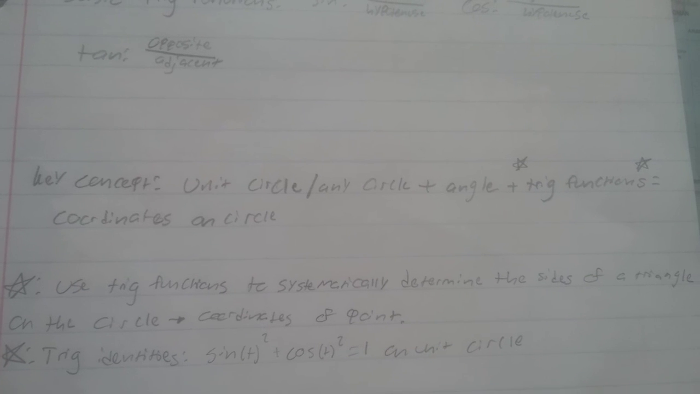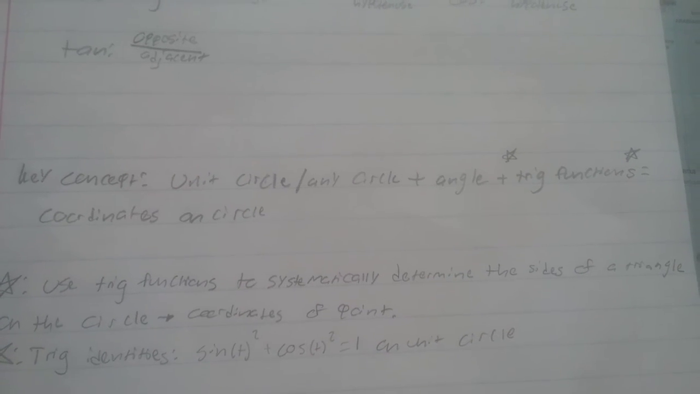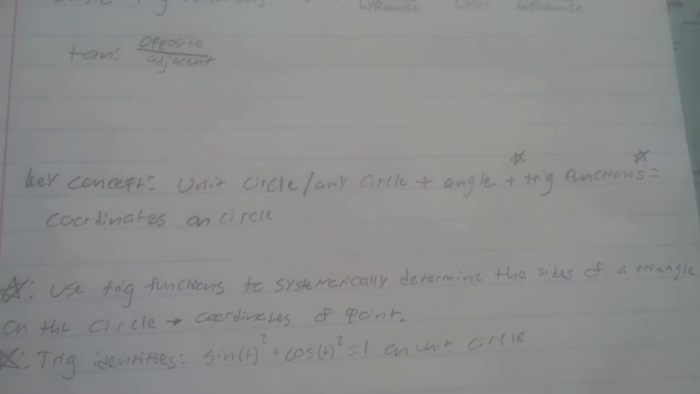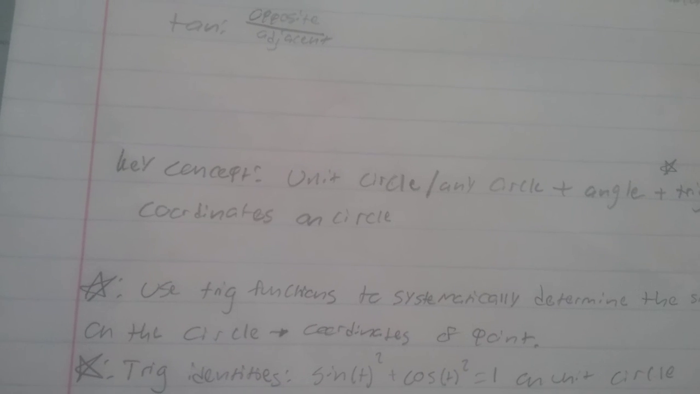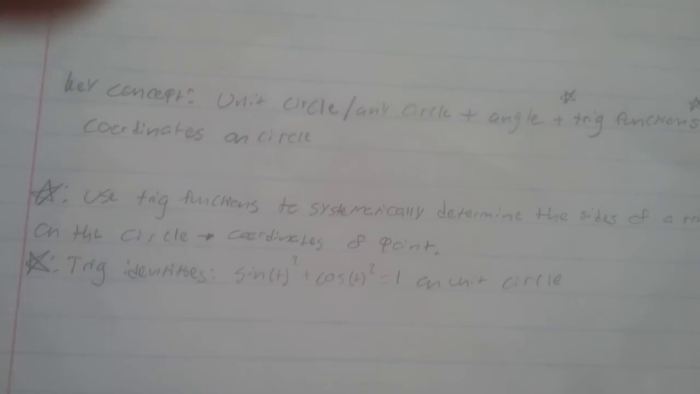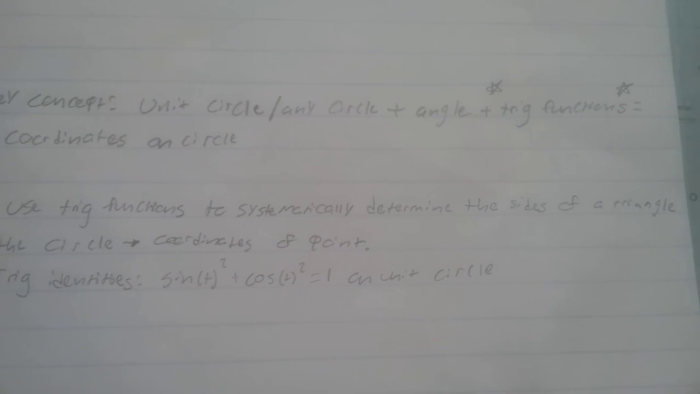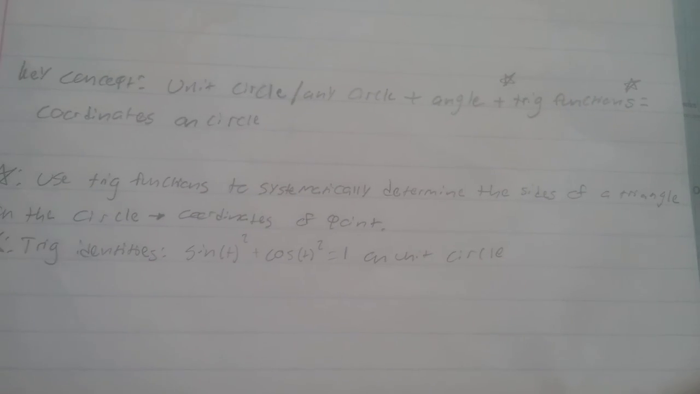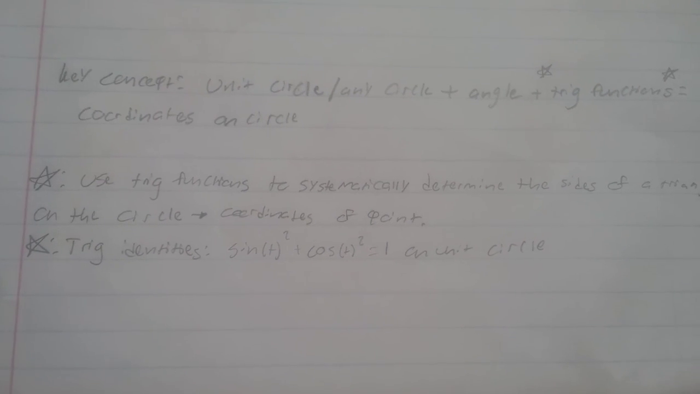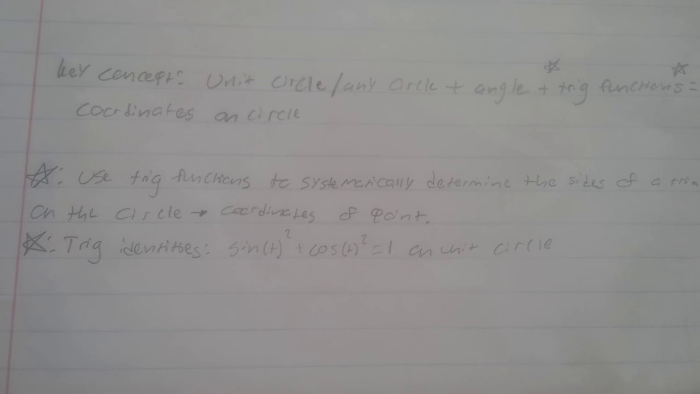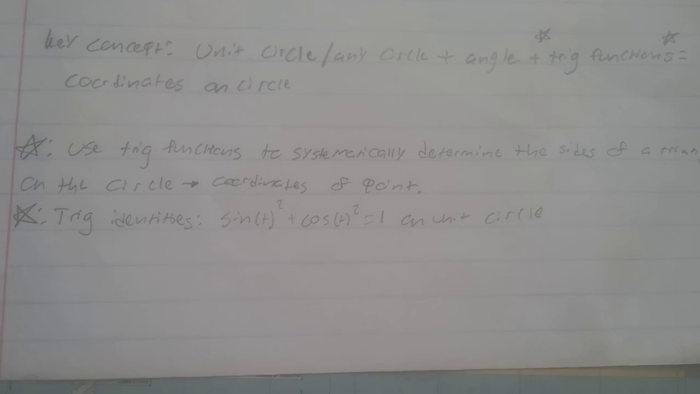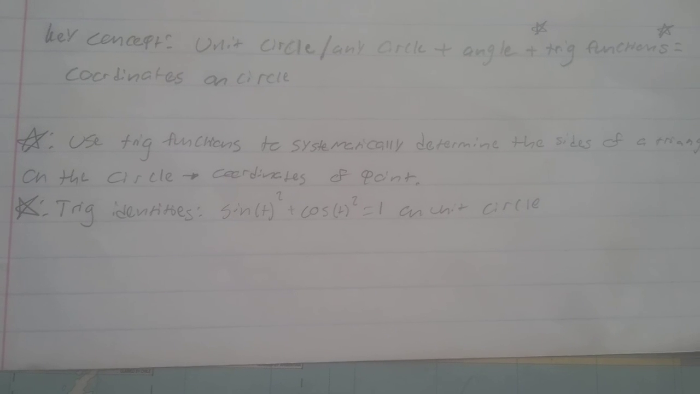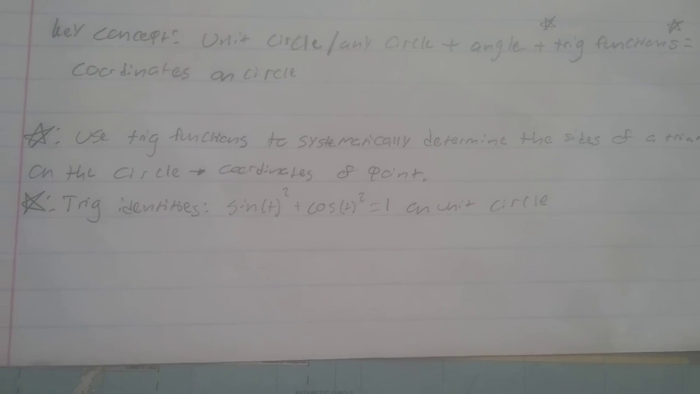So our key concept here is that with the unit circle, or really any circle if you know the radius, plus your angle, plus your trig functions, you can find the coordinates on the unit circle. You can use your trig functions to systematically determine the sides of a triangle on the circle, so you get the coordinates of a point. By dropping the sides to form a right triangle, you can use sine and cosine to systematically figure out what the sides are.